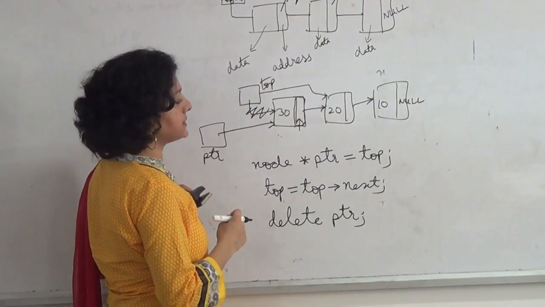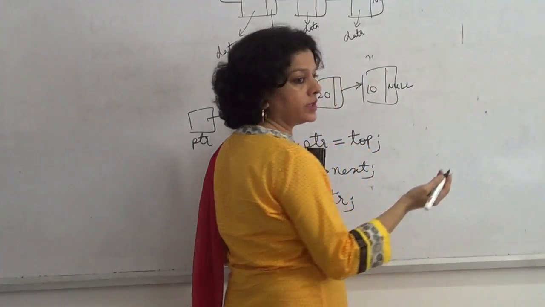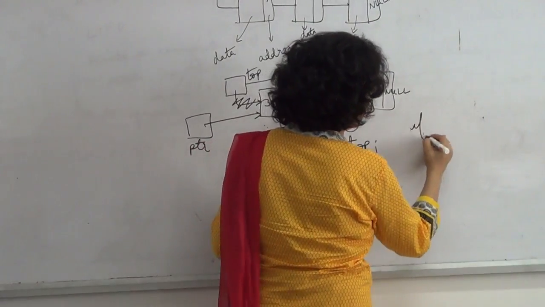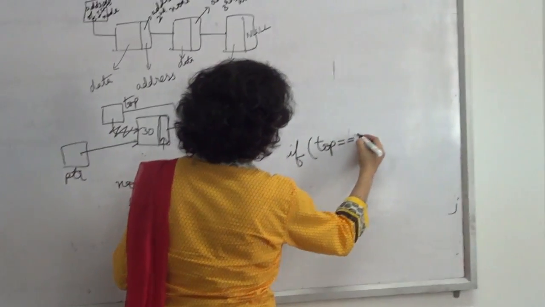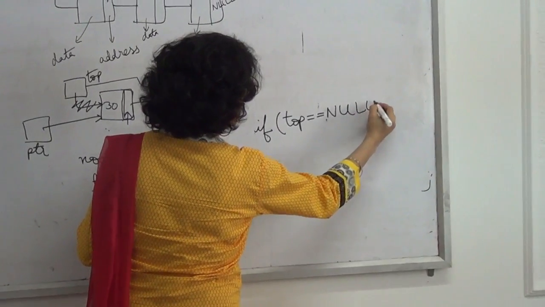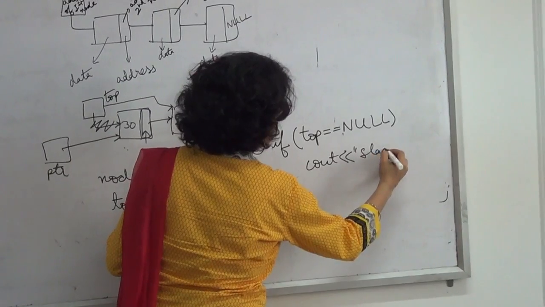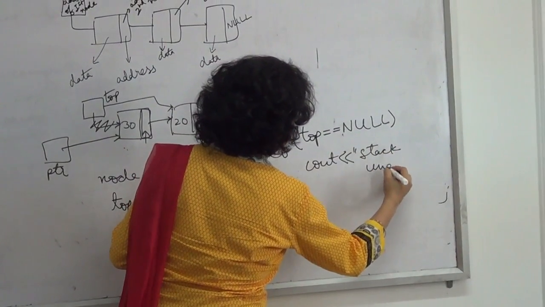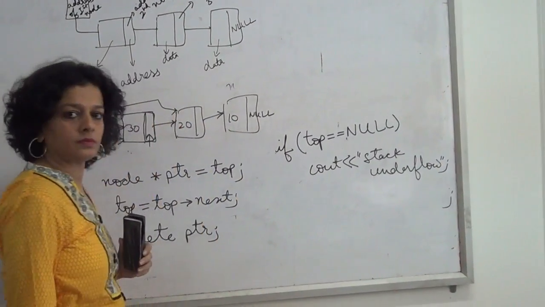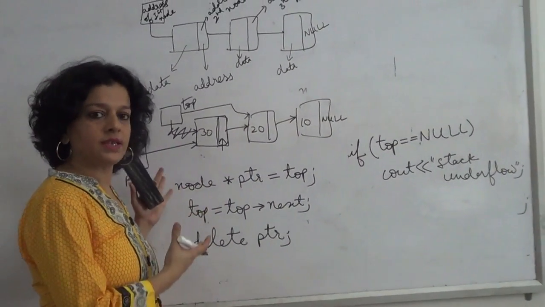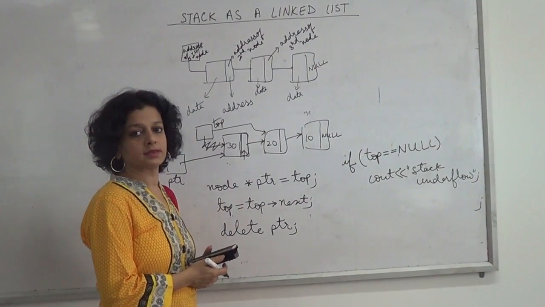One more thing is there. If there is no node in the linked list and I try to delete a node, it will give me stack underflow. This can be written as: if top equal to null, cout stack underflow. It means I am trying to delete a node from a stack which is already empty. So this is all. Now we will see a program which shows the full implementation of stack using classes.